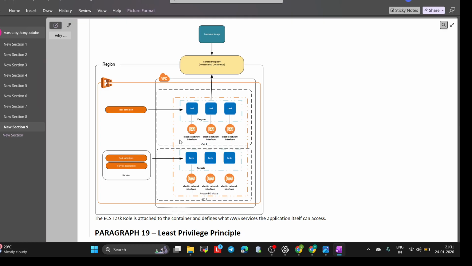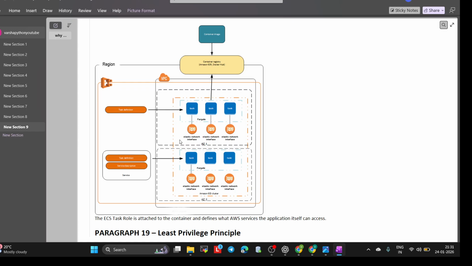So this ECS task role, which is one of the most powerful and important features of ECS Fargate, is assumed by the running container and defines what AWS services the application inside the container can access. For example, if the application needs to read a file from S3, write logs to DynamoDB, fetch secrets from Secrets Manager, or query an RDS database, these permissions are granted using the task role.